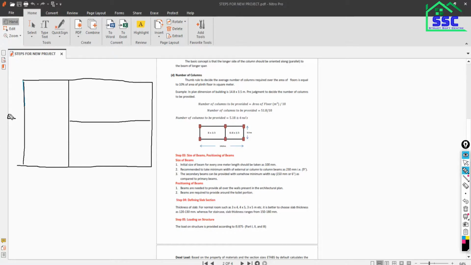Let's say this is 6 meter, this is 3 meter, this is 4 meter, and this is 2.5 meter. And 2.5 meter subtracted from 6 will become 3.5. Is it okay? So these dimensions are there. Let's say the column size is 230 by 450. In the first situation, I am going to orient the column like this.